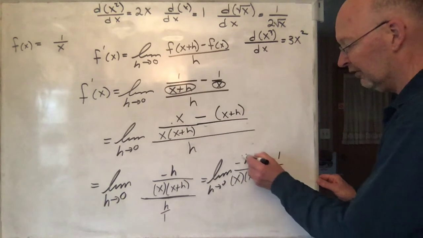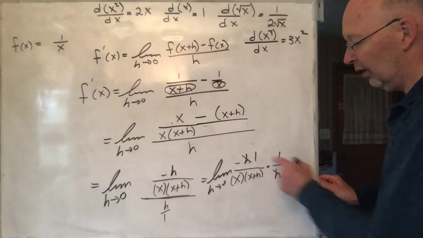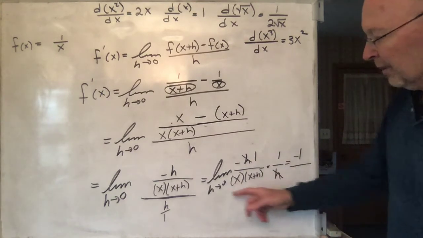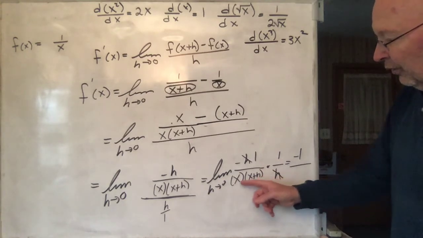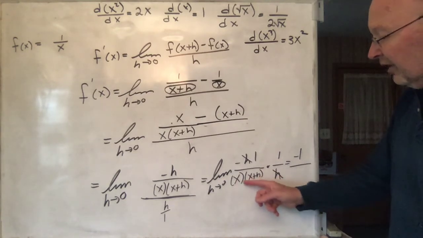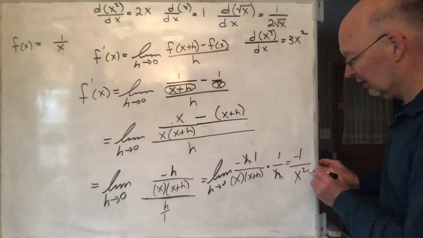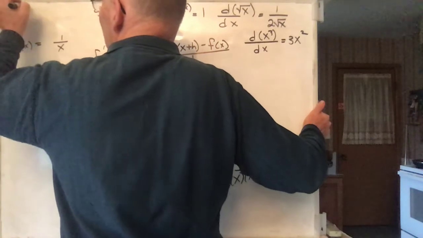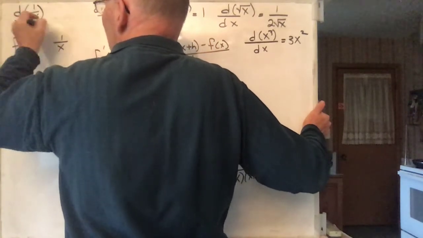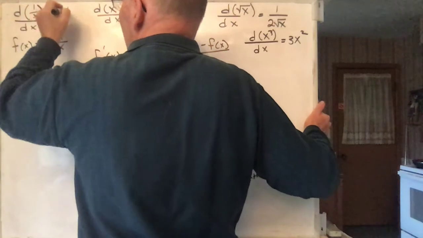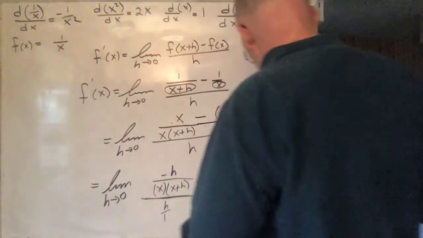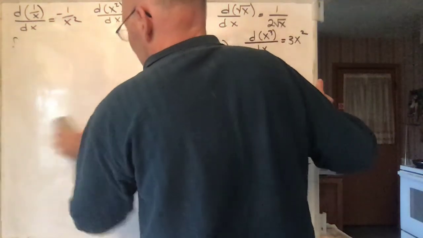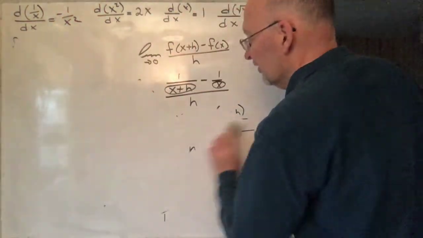And now this thing cancels with this. You have a 1 there, a negative 1. So you're going to get a negative 1 on top. And on the bottom, as h goes to 0, that's 0. So you just have x times x, which is x squared. So there's our final one right there. The derivative of 1 over x is negative 1 over x squared. So let me write these all down for you now and see if you can see a pattern.